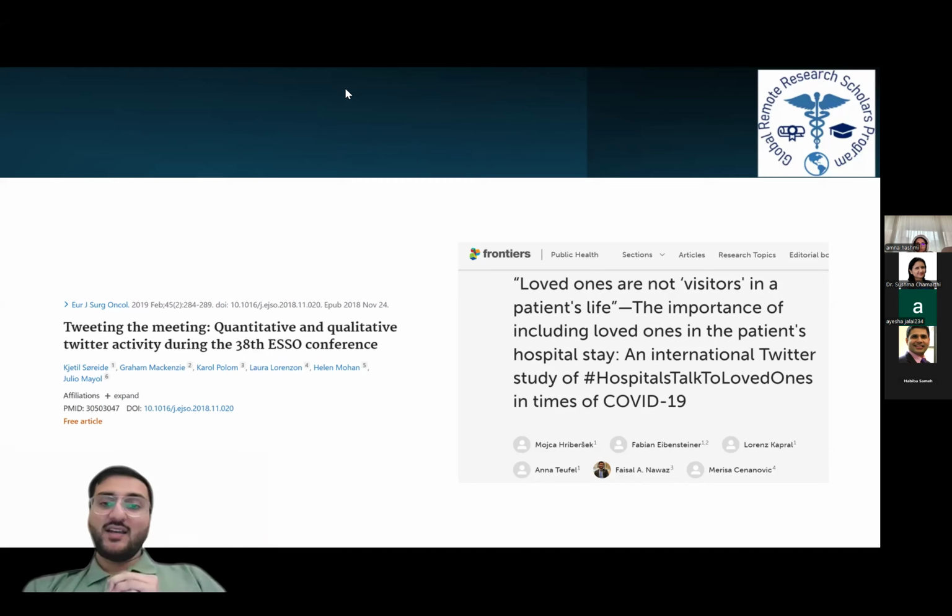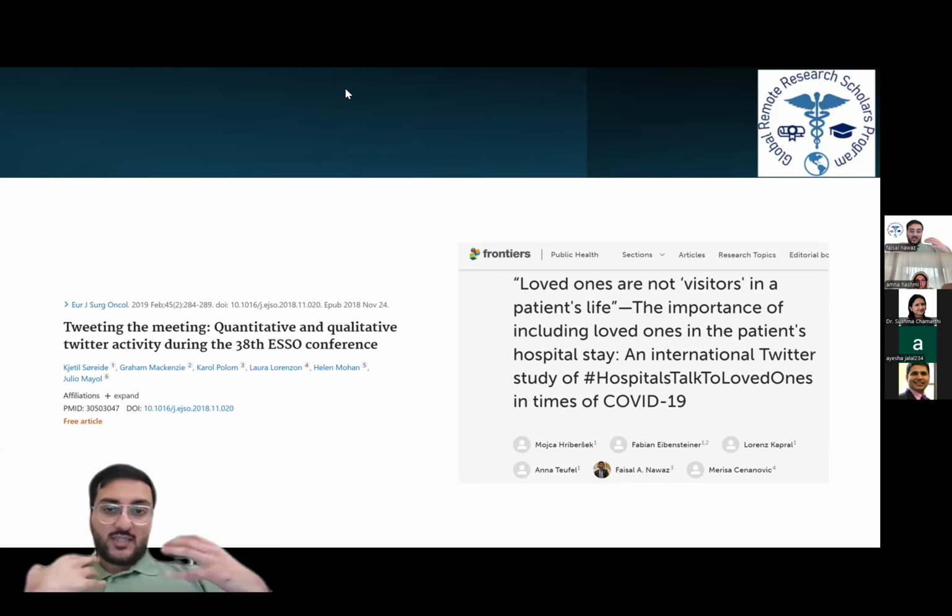And on my right is a very, very interesting study that we had done and was published in Frontiers, which looked at how during the pandemic, the hashtag "hospitals talk to loved ones" was created. So our team, which included researchers and influencers, wanted to promote awareness that during the pandemic, loved ones of patients who have COVID-19 can get left out.